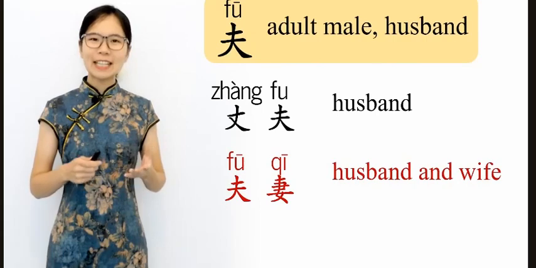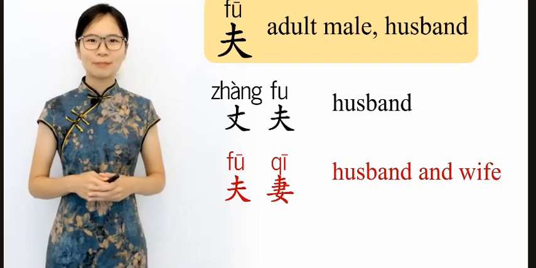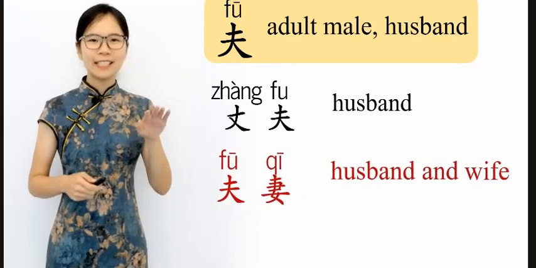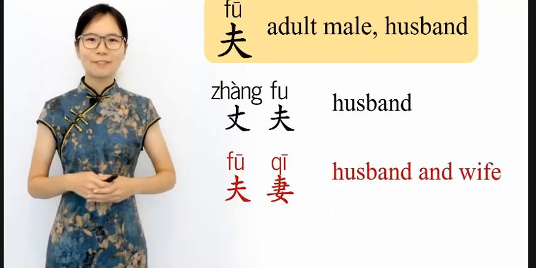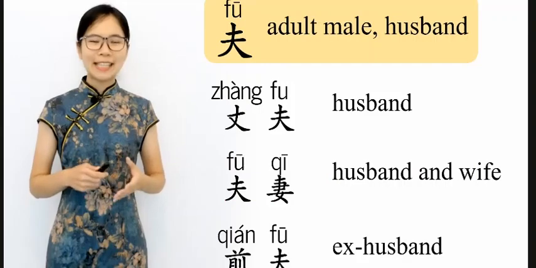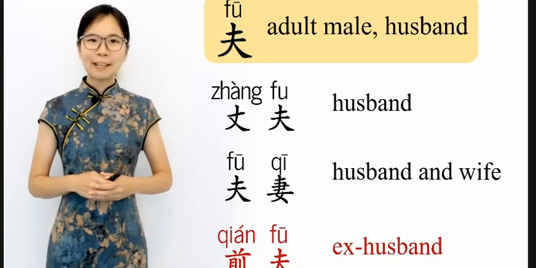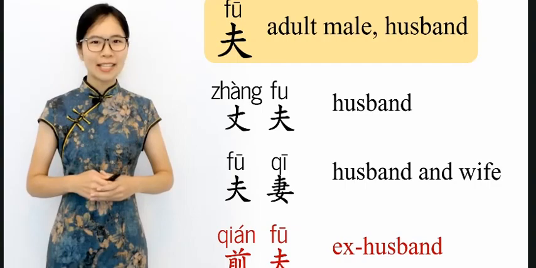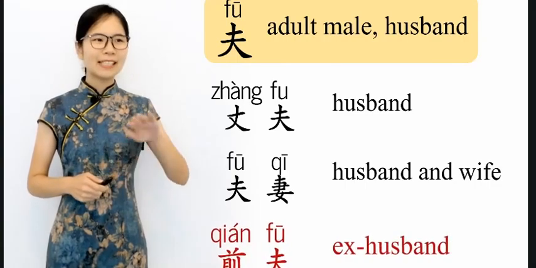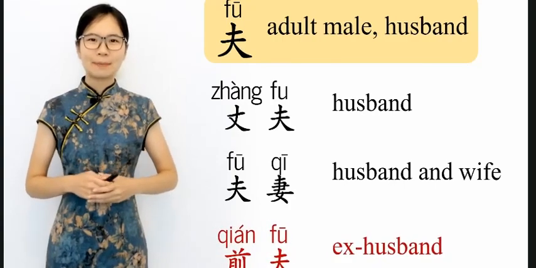夫妻, fu means husband and qi means wife. So 夫妻 together means husband and wife or a married couple. 夫妻, husband and wife. 前夫, 前 means before. So 前夫 means the husband you had before. In other words, your ex-husband. 前夫, ex-husband.